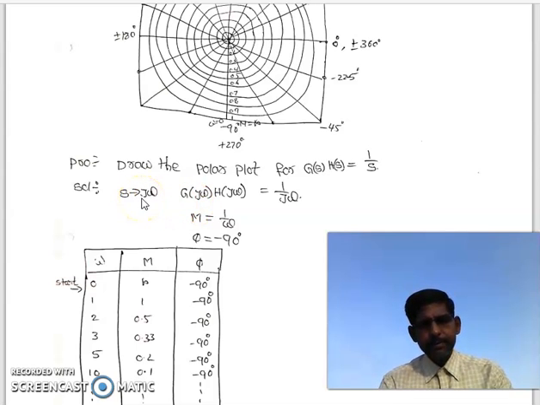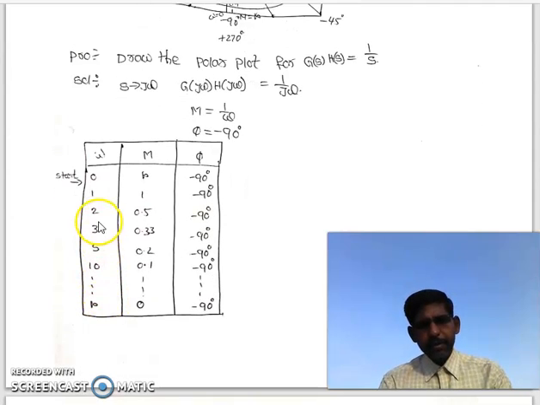The first step is we need to replace s with j omega, wherever s is there. So 1 by j omega. What is the magnitude for this? The magnitude is 1 by omega. The phase angle is minus 90 degrees. This magnitude and phase we have got. For different values of frequency, we need to plot it. We need to start from omega equal to 0.